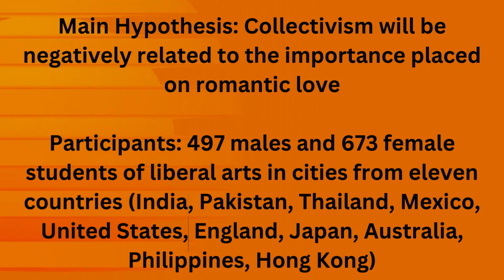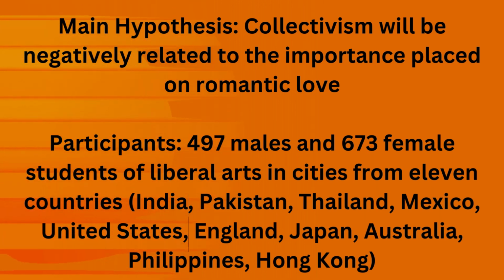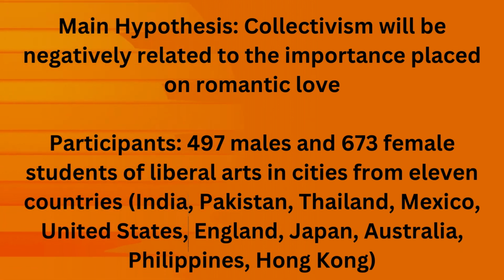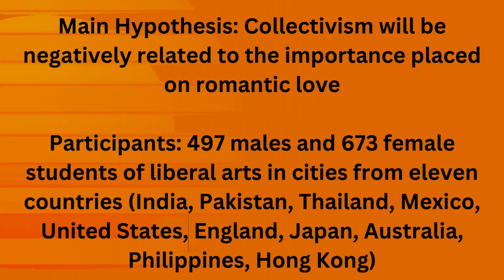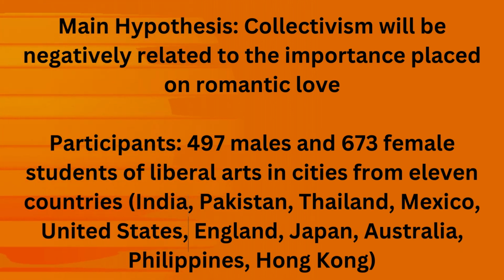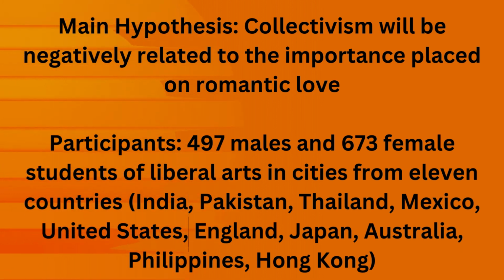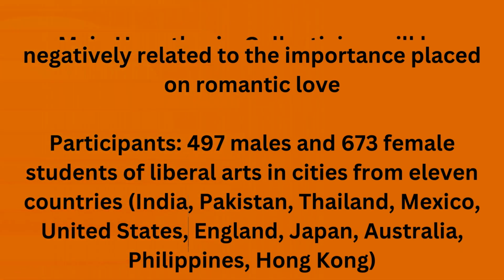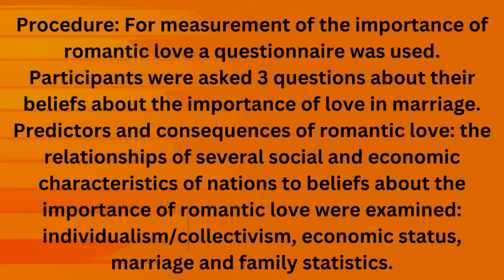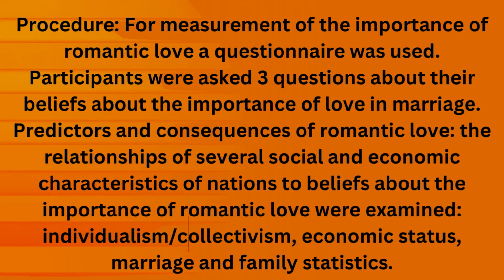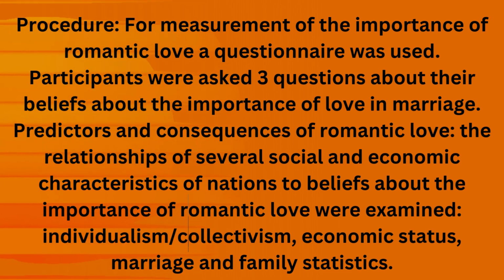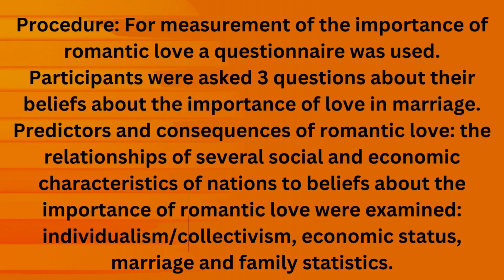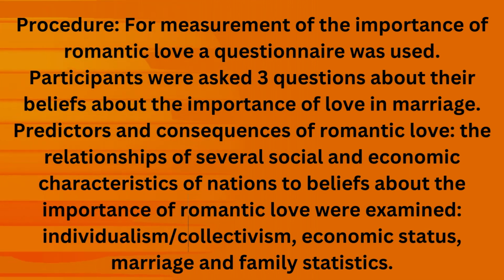The participants were 497 males and 673 female students of liberal arts in cities from 11 countries: India, Pakistan, Thailand, Mexico, United States, England, Japan, Australia, Philippines, and Hong Kong. The procedure: for measurement of the importance of romantic love, a questionnaire was used. Participants were asked 3 questions about their beliefs about the importance of love in marriage. Predictors and consequences of romantic love: the relationships of several social and economic characteristics of nations to beliefs about the importance of romantic love were examined. These were individualism, collectivism, economic status, marriage, and family statistics.